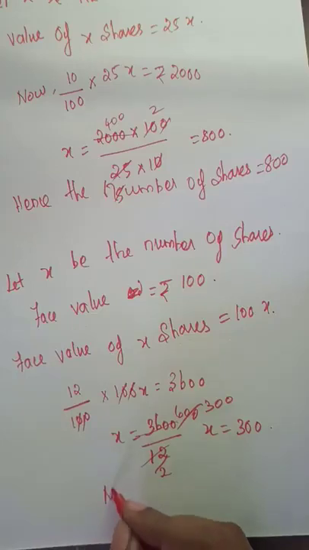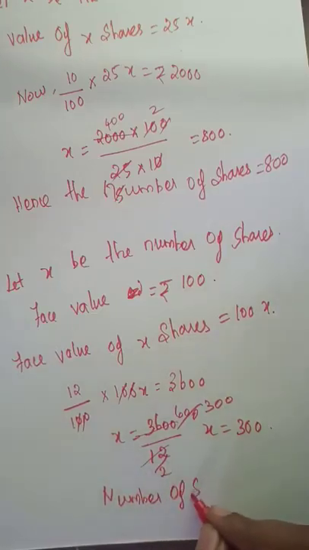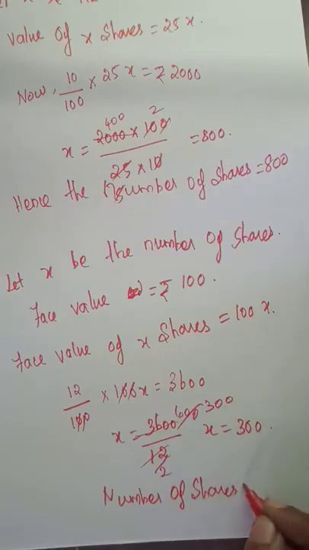What about the number of shares? So the number of shares is equal to 300. Understand? Number of shares is equal to 300. Got it? Okay. Let's move to the next example.